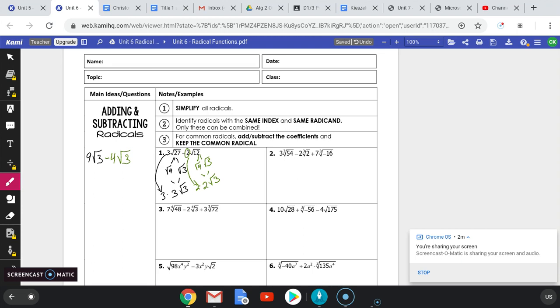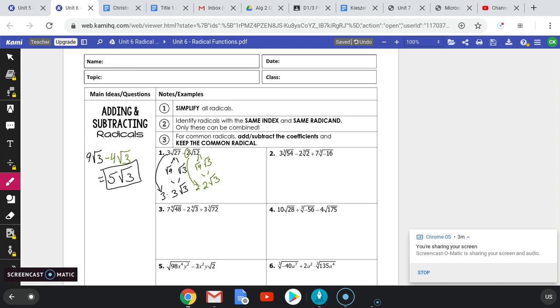Now we can treat this problem as if we were combining like terms. We have the same indexes, the same radicand, which therefore we just do the operation that's on the outside. So what's 9 minus 4? 5. So 5 root 3 would be my final answer. All right.